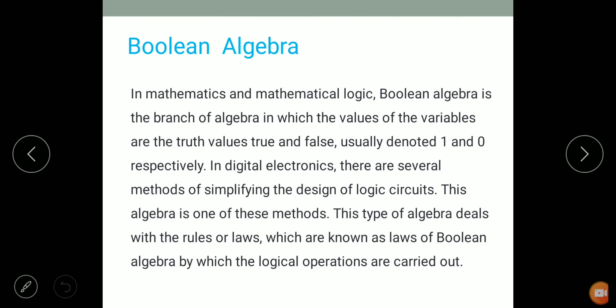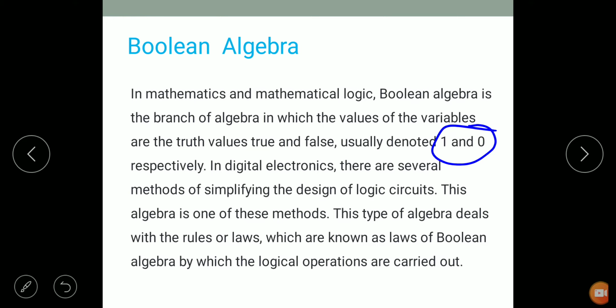It uses only the binary numbers, that is 1 and 0. It is also called binary algebra or logical algebra. It was invented by George Boole in the year 1854, so the name is Boolean algebra. The rules of Boolean algebra are different from those of conventional algebra in the following manner.